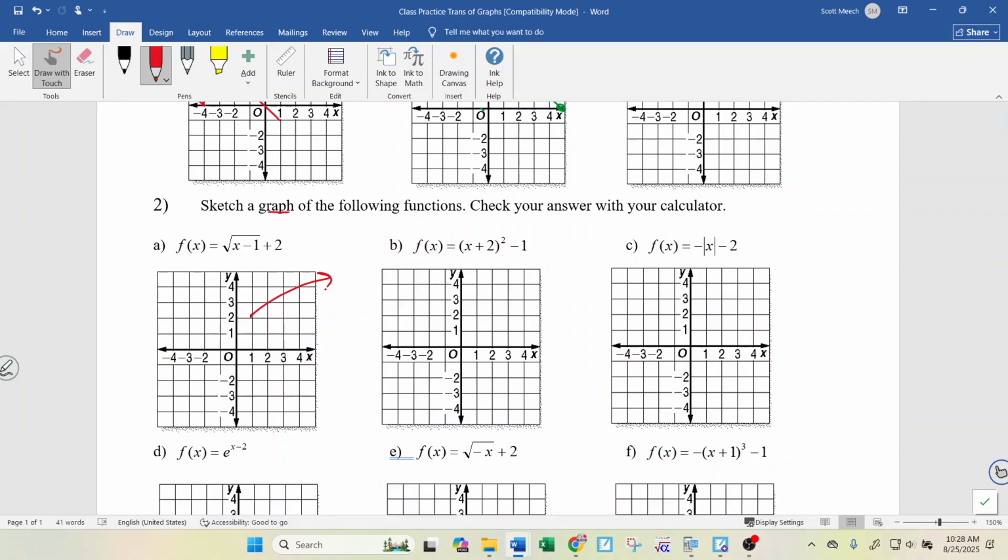Gotta do these one at a time. Try the next one. I'll give you a chance to try it. And then we will. X plus 2 quantity squared minus 1. It's going to be, think of what our quadratic is. We're going to go left 2, down 1.